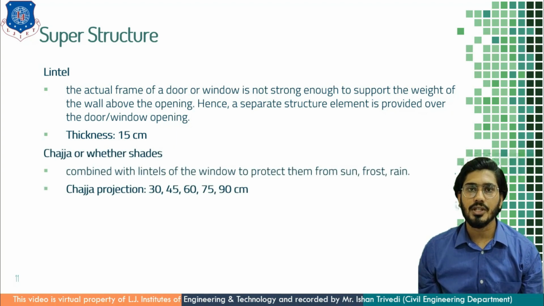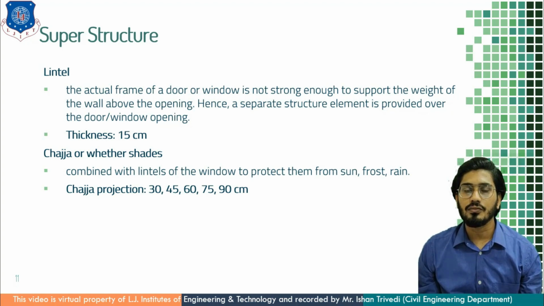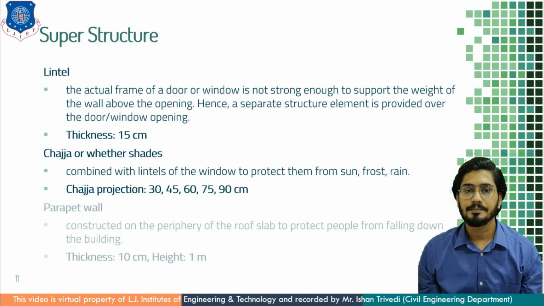Next is chhajja or weather sheds. They are combined with lintels, and by the composition of these two elements, chhajja and lintel, they are provided at windows to protect from sun, frost and rain. The projection of a chhajja or weather shade is measured in terms of width. This projection would vary from 30 cm to 90 cm. At ground level, we provide a chhajja having a width of 60 cm. Remember, the width of the chhajja will be 60 cm.